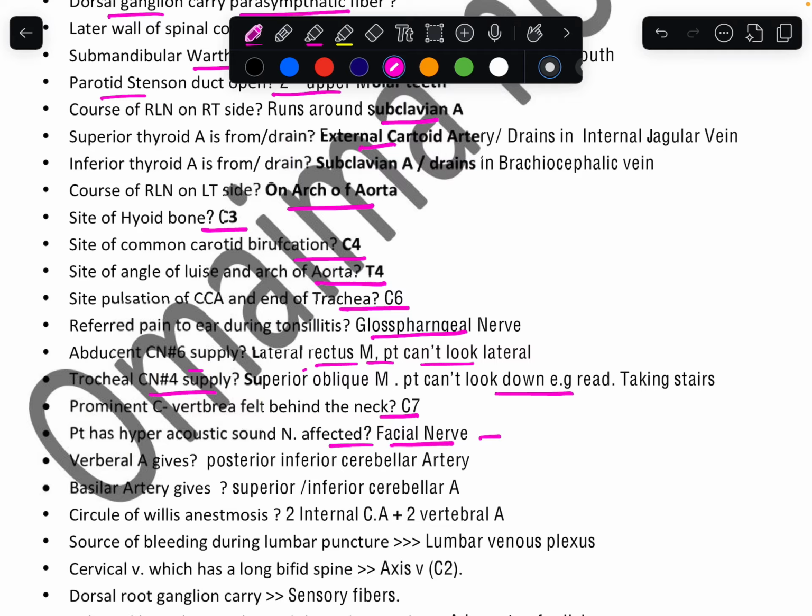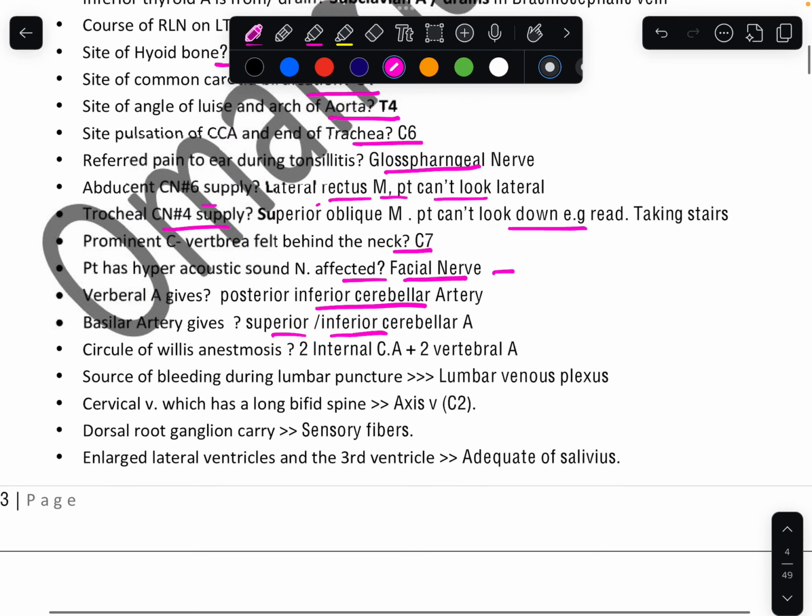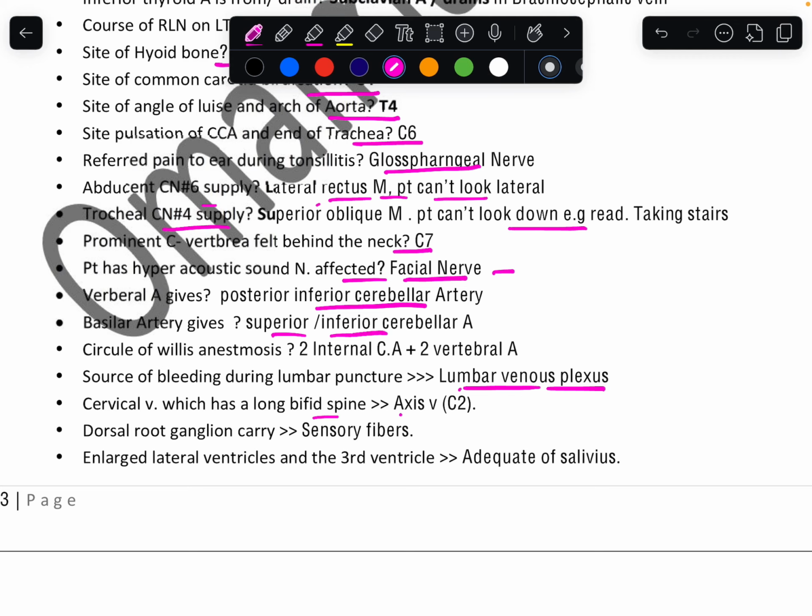Hyperacusis in facial nerve lesion because of nerve to stapedius. Vertebral artery gives posterior inferior cerebellar artery, basilar artery gives superior and inferior cerebellar arteries. Circle of Willis: 2 internal carotid plus 2 vertebral arteries. Source of bleeding due to lumbar puncture: vertebral venous plexus. Cervical vertebra has long bifid spine, axis.